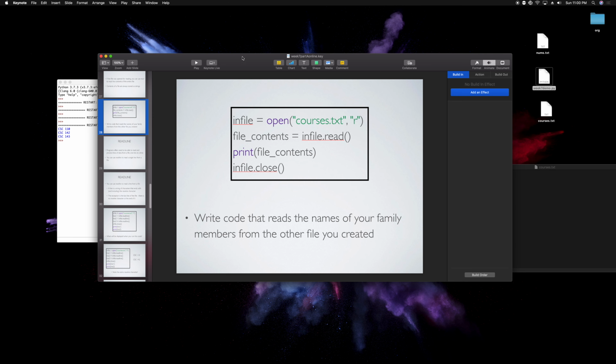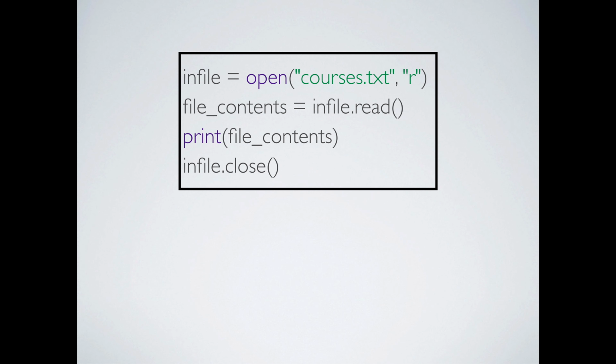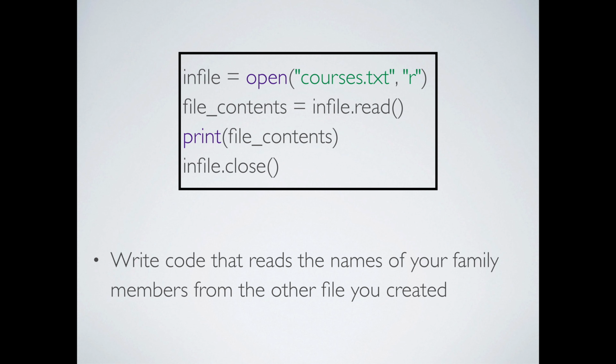So at this point in time, I want to go ahead and challenge you to do the exact same thing with that other file you created in the last video, the one with your family members. So go ahead and write code that reads these names of your family members and prints them out on the Python screen. When you're done with that, come back to this video and we will continue on.